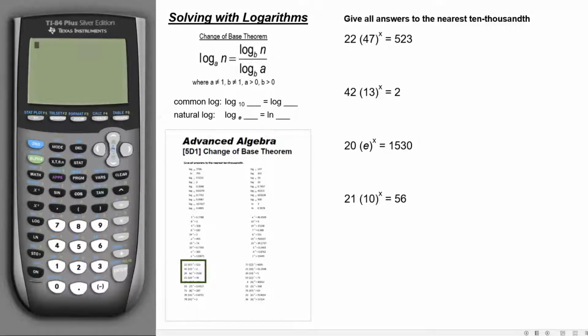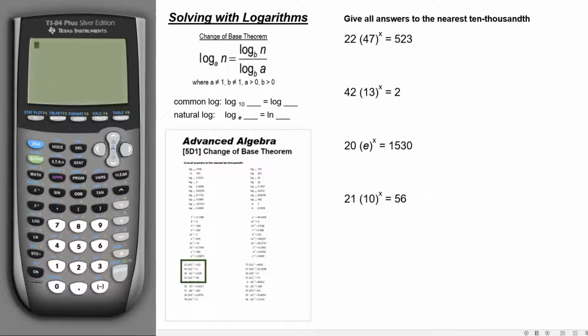Let's solve exponential equations in the form of a times b raised to the x by using logarithms, again focusing on the change of base theorem. The four equations that you have, we cannot write right now in logarithmic form until we get the base raised to the x isolated. That's going to require us to divide each equation by its a. Let's begin with our first equation, which I'll label A.